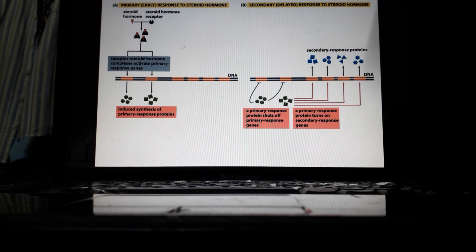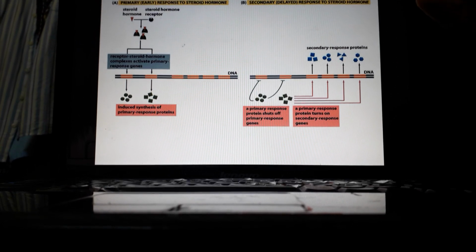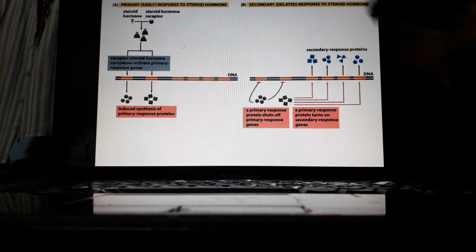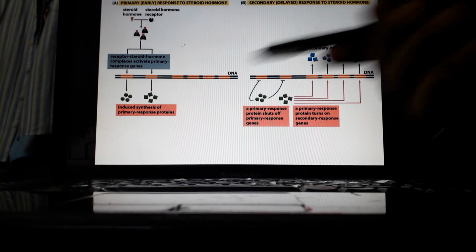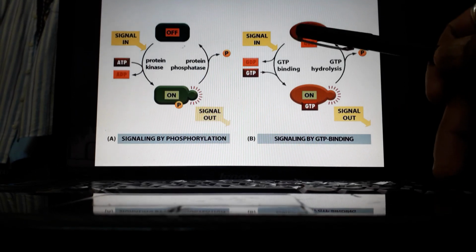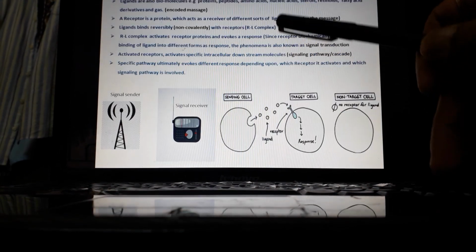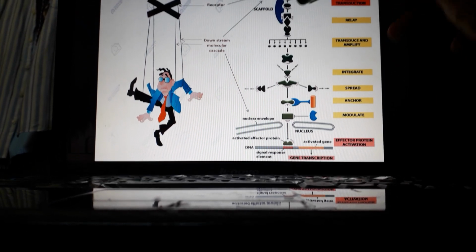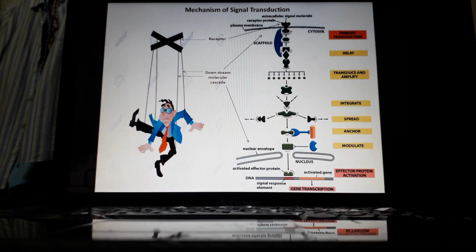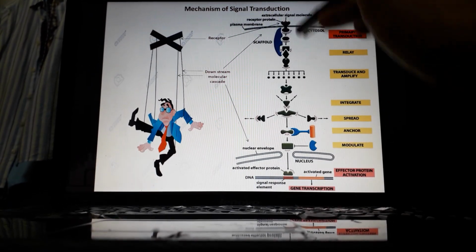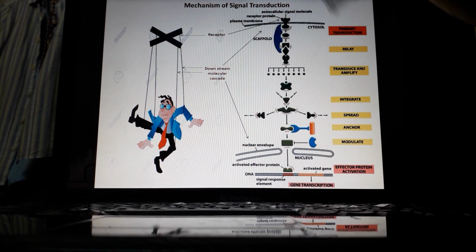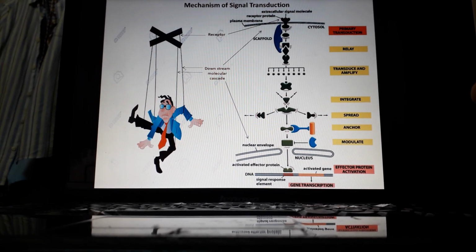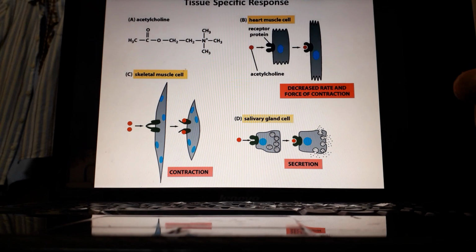Now, a basic question may come up: how can a genomic response be amplified? We have all learned about the different kinds of molecules, the amplifier molecules in cascade mechanisms which amplify the response. Since extracellular receptors that give a physiological response have a lot of molecules which can amplify themselves, they can elicit an amplified response.